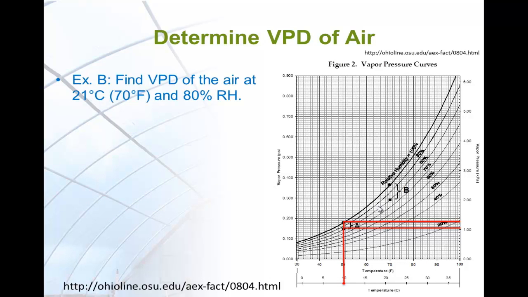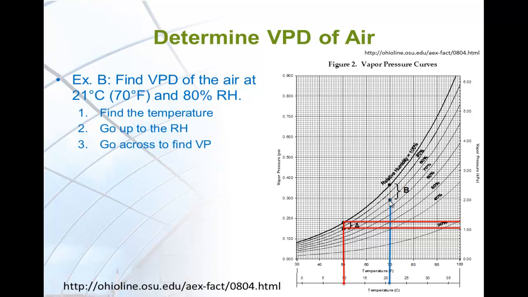Now we're going to do another example, which is to find the VPD of the air at 21 degrees C and 80% relative humidity. Similarly to what we did before, first we find the temperature, which is 21 degrees C, and we have a blue dot showing on the 21 degrees C. Then we draw a straight line up to the relative humidity, which is 80%. This is 80% relative humidity, and we have a curved line coming down here, and that is where the temperature of 21 degrees C and 80% relative humidity meet.